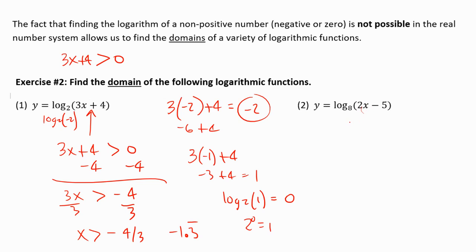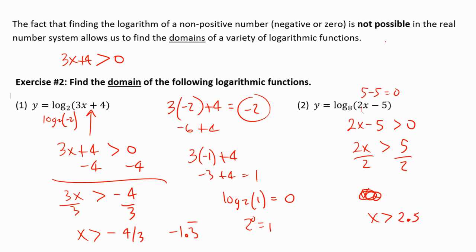This one, all I have to do is set this greater than 0, solve, add 5 to both sides, and this is a little bit better number here. Oops, x has to be greater than 2.5. It can't be equal to 2.5, because then we would get 5 minus 5, which is 0, and log base 8 of 0 doesn't exist. 8 to the what power equals 0? There's no possible number.